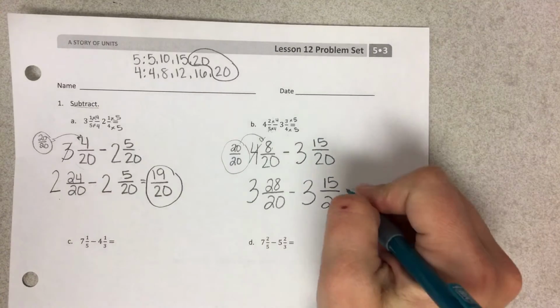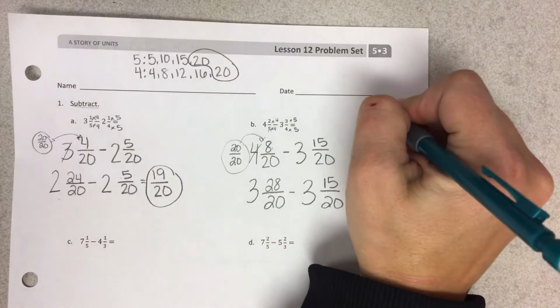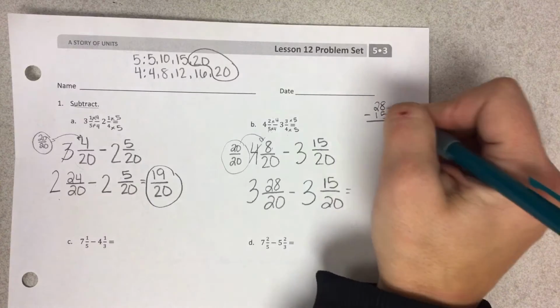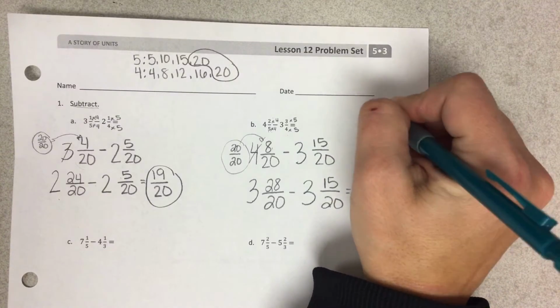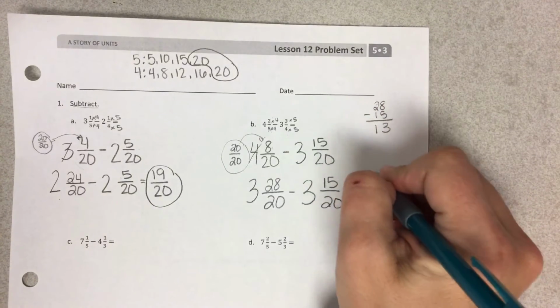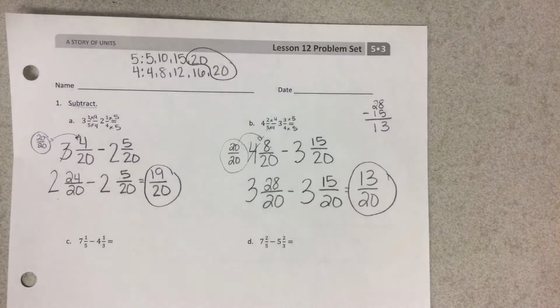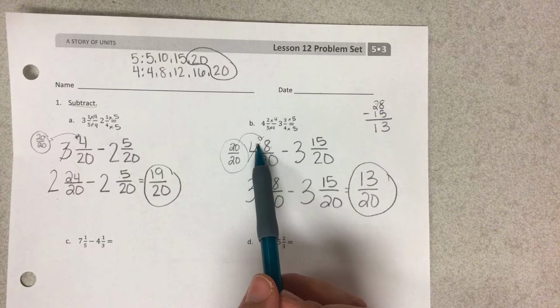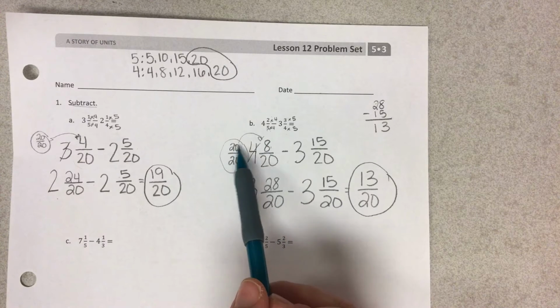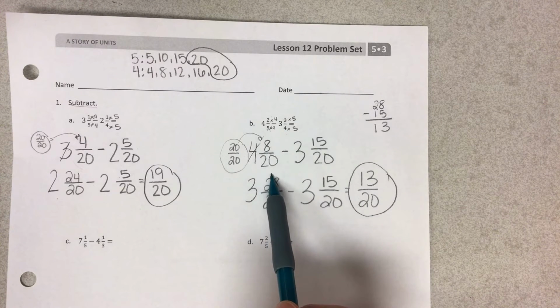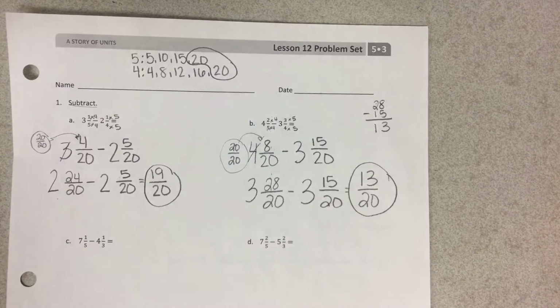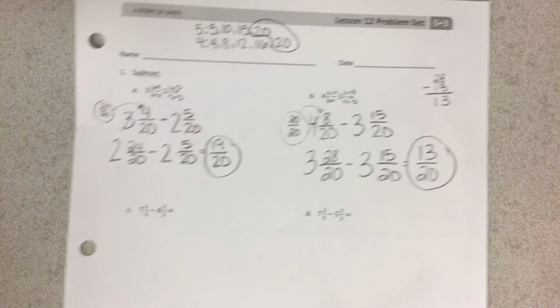So 3 minus 3 is 0. And then I've got 28 minus 15. So 8 minus 5 is 3, 2 minus 1. So my answer is 13 twentieths. Okay. Don't forget that all you're doing is pulling out a whole number, turning it into that fraction, 20 twentieths, to match that fraction, and then adding them together to be able to successfully subtract.